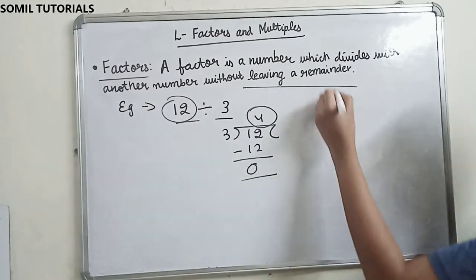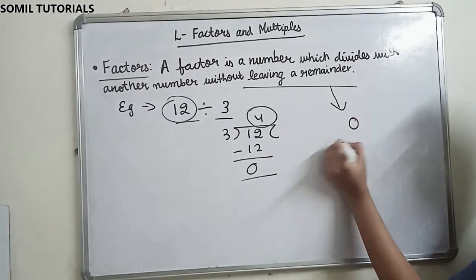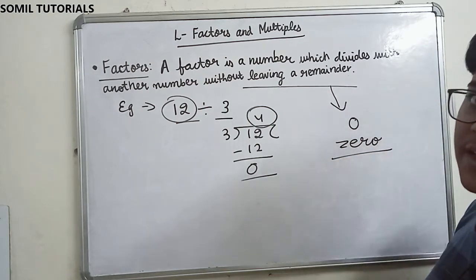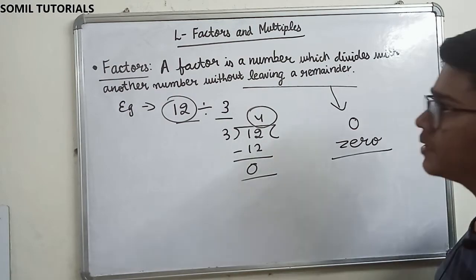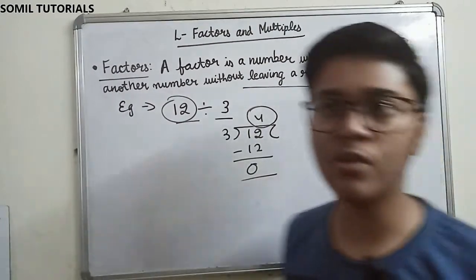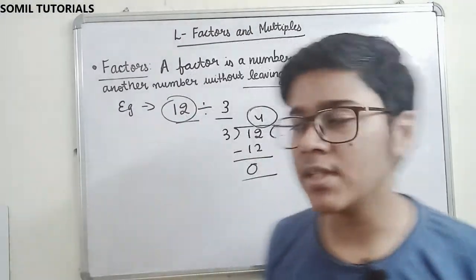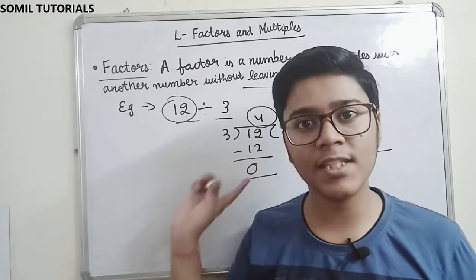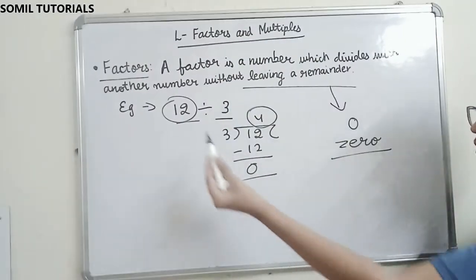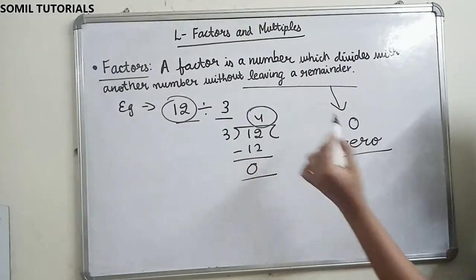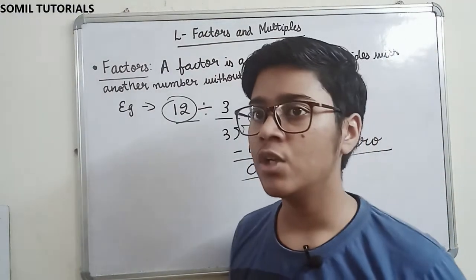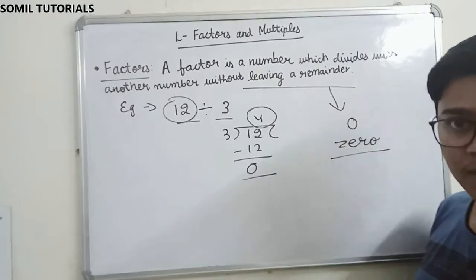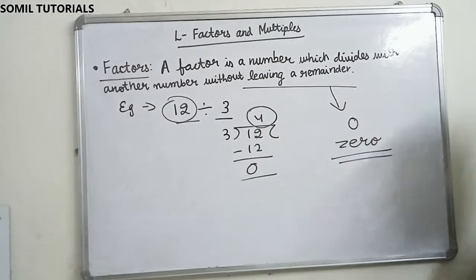Leaving a remainder means it should always come 0. It should always come 0. If the remainder is 2, 3 or something else, that is not counted in the definition of factor. Factor basically means that the remainder should come out to be 0. Like in this example, 12 divided by 3, I am getting quotient 4. So I can say that 3 is a factor of 12. It is leaving remainder 0.